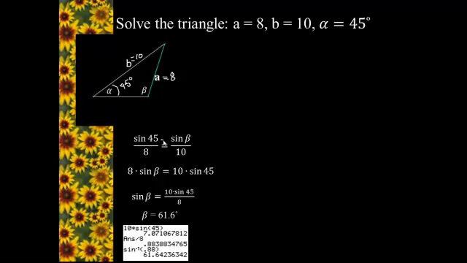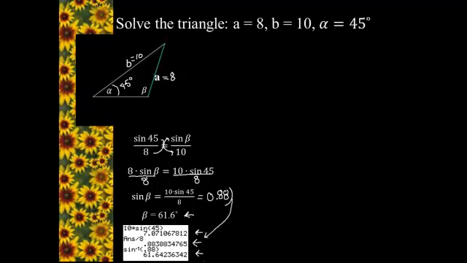Just like on our last example, we're going to cross multiply. We want to get the sine of beta by itself, so we need to divide by 8 on both sides. Then we figure out the sine of beta equals 10 times the sine of 45 over 8, which turns out to be 0.88. Then we use the sine inverse to figure out the angle beta, and we get 61.6 degrees. You can see here, I figured out this one, and then the bottom is the angle.